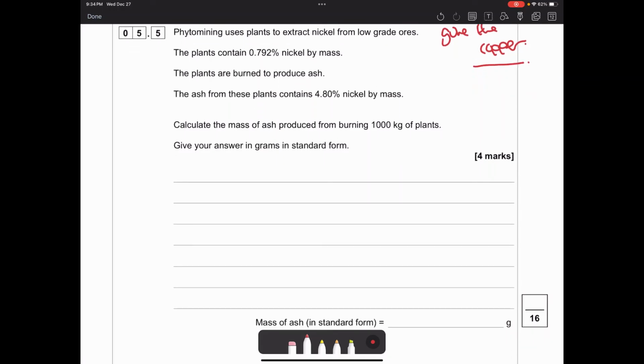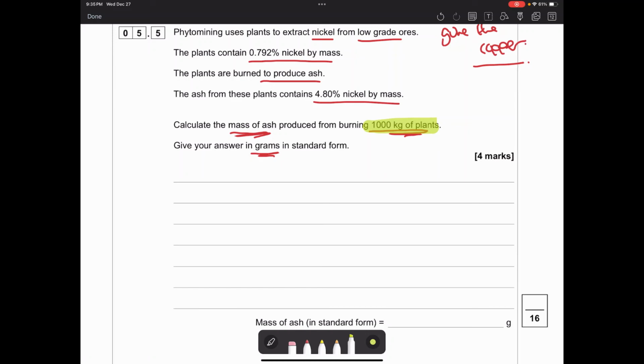We then got a calculation here. Phytomining uses plants to extract nickel from low-grade ores. Plants contain 0.792% nickel by mass. Plants are burned to produce the ash. The ash from these plants contains 4.8% nickel by mass. Calculate the mass of ash produced from burning 1,000 kilograms of plants. Give your answer in grams in standard form. So if we break down what we've got, we know we're using 1,000 kilograms of plants.